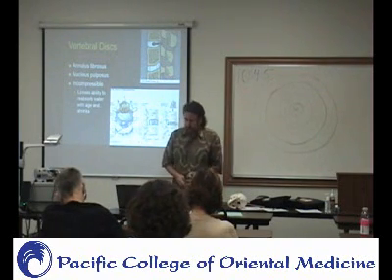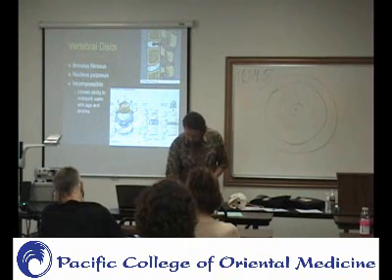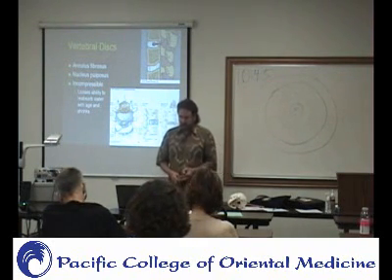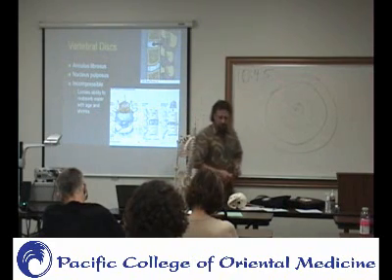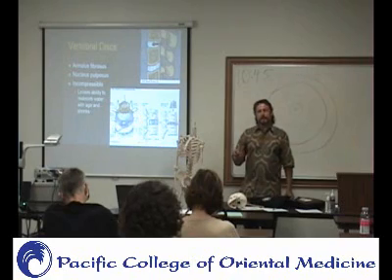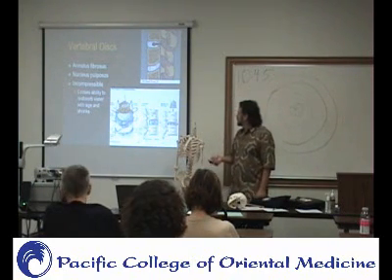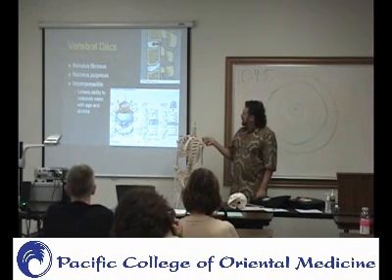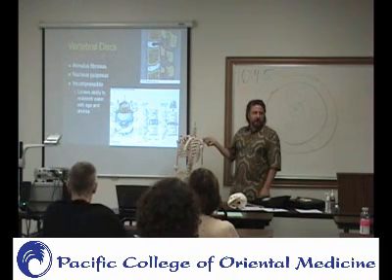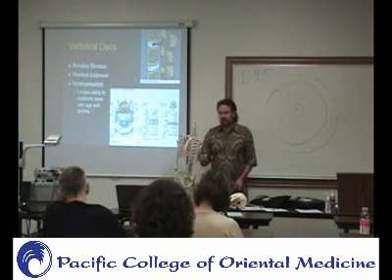Then we talk about the discs. So we have, and you've probably heard of these before, right? You have the annulus fibrosus and the nucleus pulposus. So the annulus fibrosus are the rings that go around the outside, and then the nucleus pulposus is the gelatinous material on the inside.